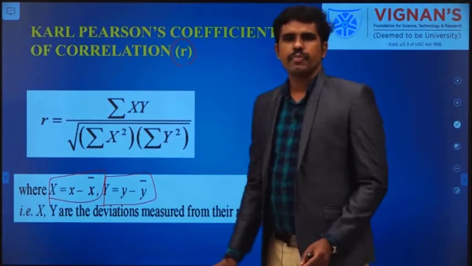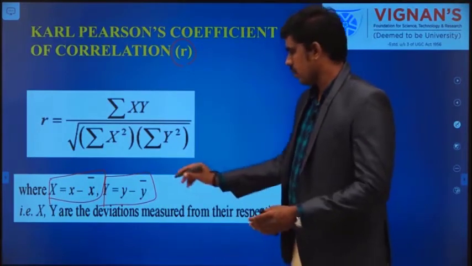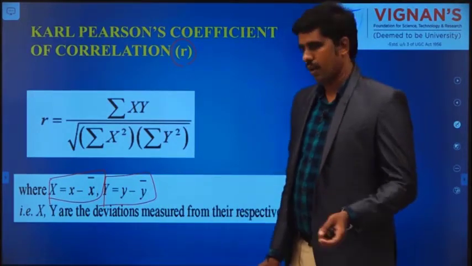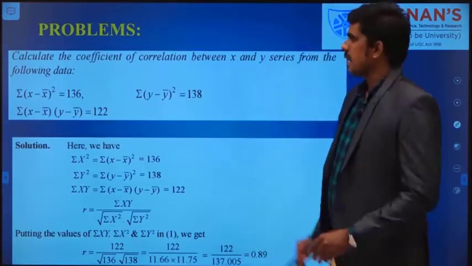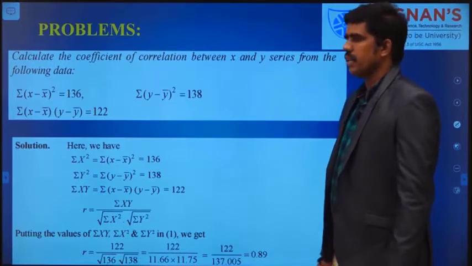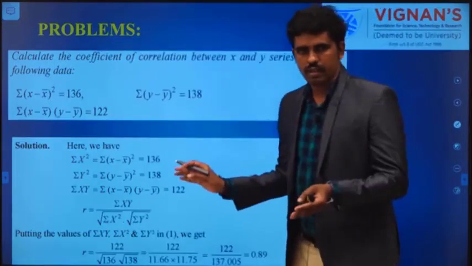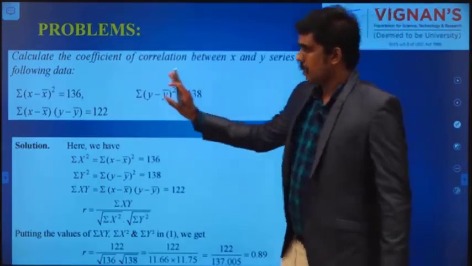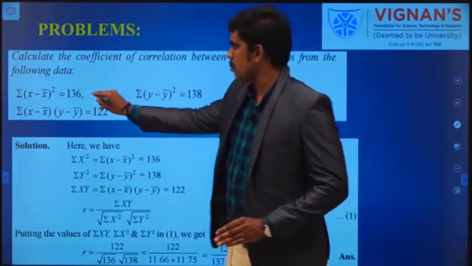X bar, the average value of x, y bar, the average value of y. Now look at the problem. Calculate the coefficient of correlation between x and y from the following data. We don't know the x values or the y values. Some measurements are already given.